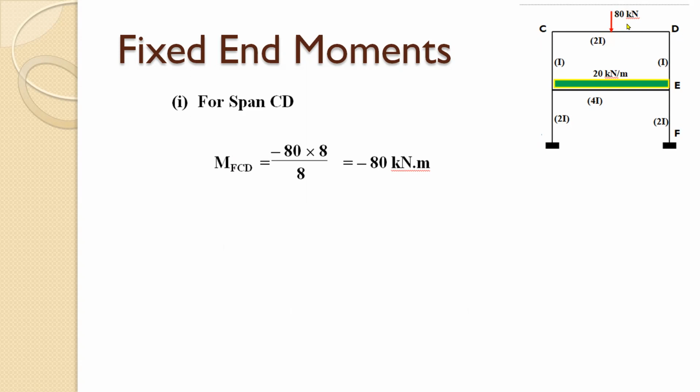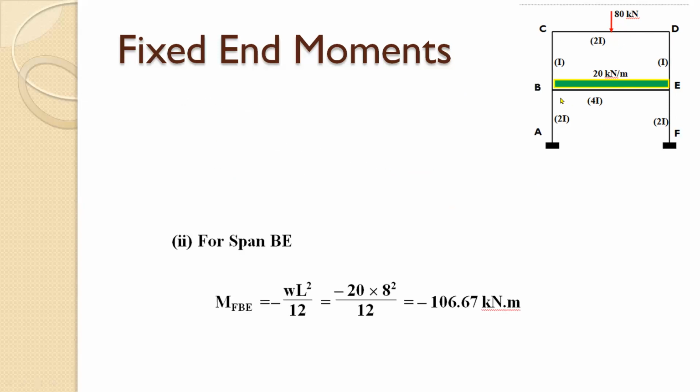Many times students get confused about how to calculate the fixed end moment when the load acts on the axis of symmetry. But while calculating fixed end moment, you don't have to consider half the span, but you have to take the complete span of that beam. So while calculating fixed end moment and distribution factor, don't divide the beam into two parts on the axis of symmetry. Don't divide this frame. Calculate as usual, but only on one side. So here I have calculated fixed end moment for CD and fixed end moment for BE.